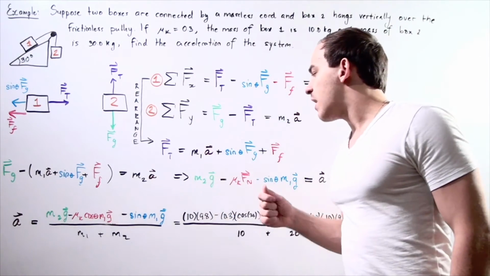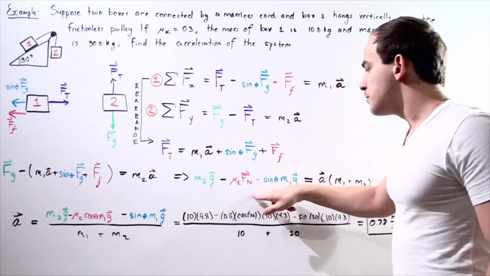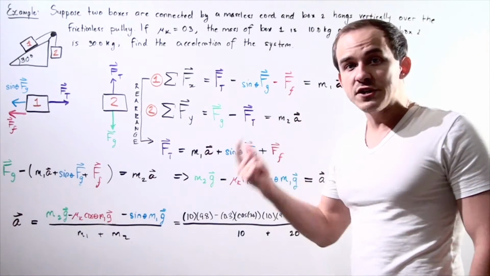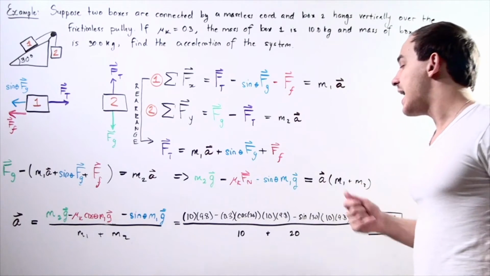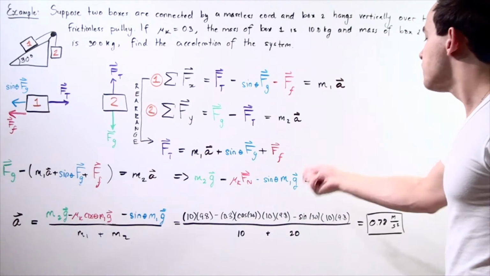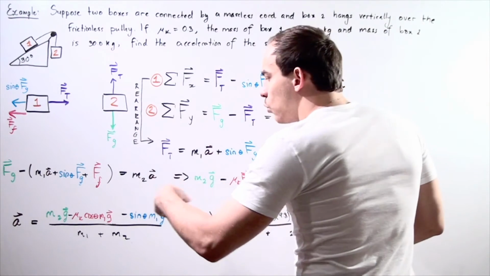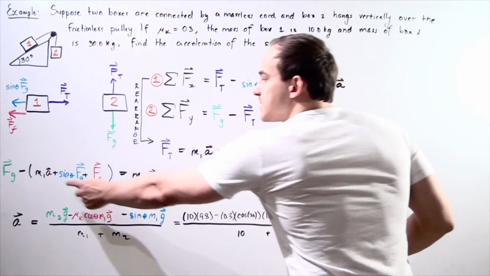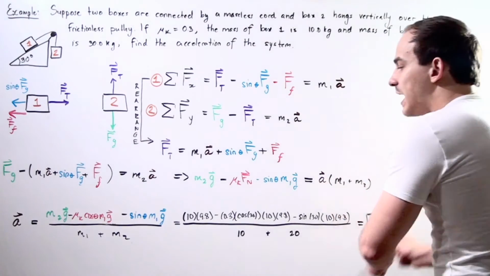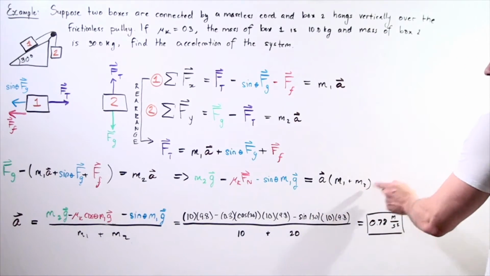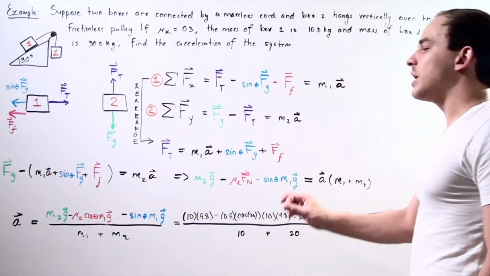So our mass of object 2 multiplied by the gravitational constant minus our frictional force, which is given by the coefficient of our kinetic friction multiplied by the normal force, minus the sine of the angle theta multiplied by the mass of 1 multiplied by the gravitational constant g, equals mass 2 times a plus mass 1 times a. So we factor out the a and then we divide both sides by mass 1 plus mass 2 and we get the following formula for our acceleration.